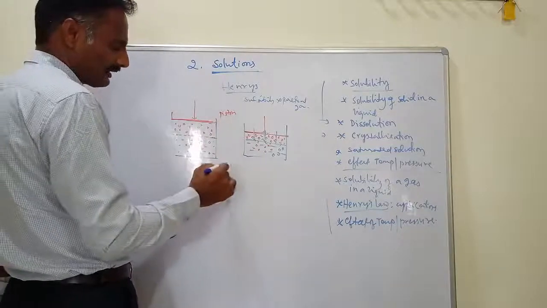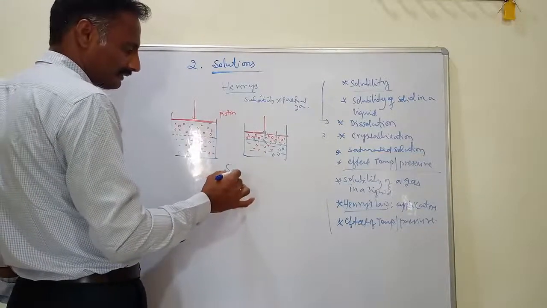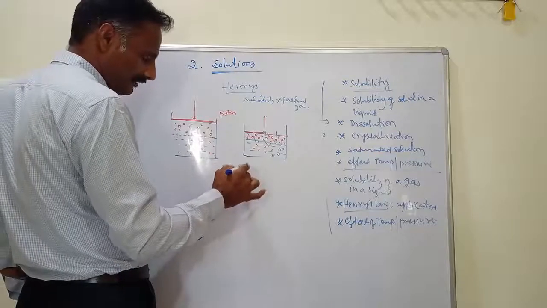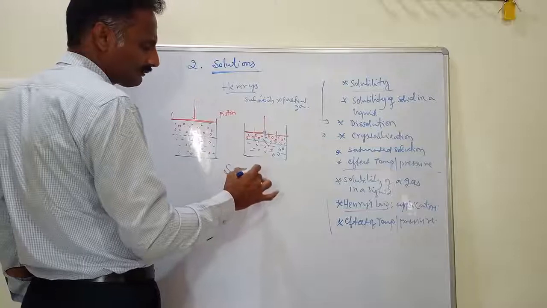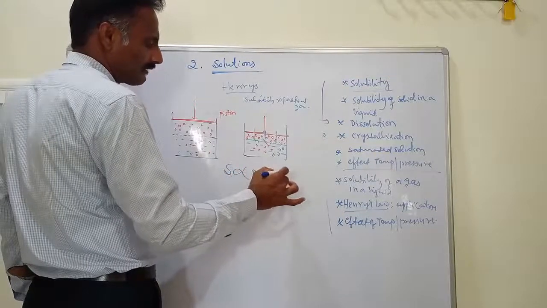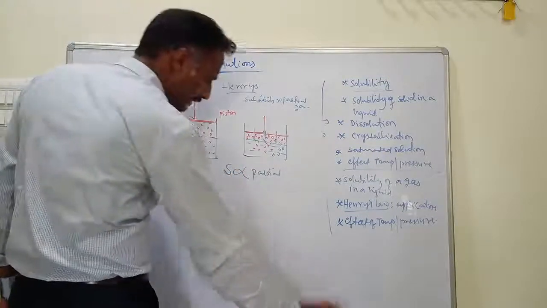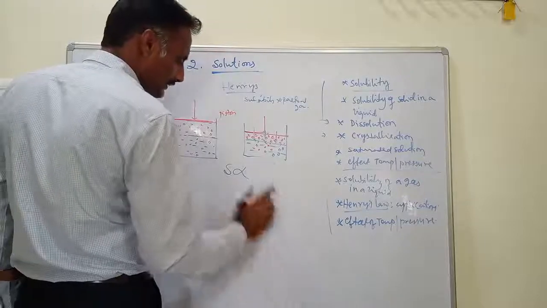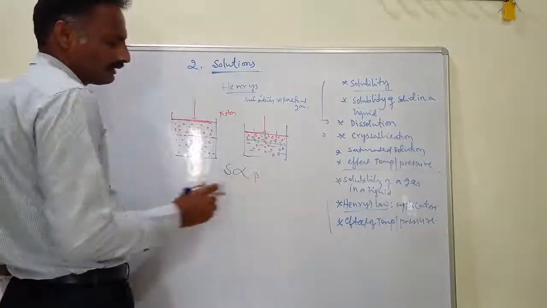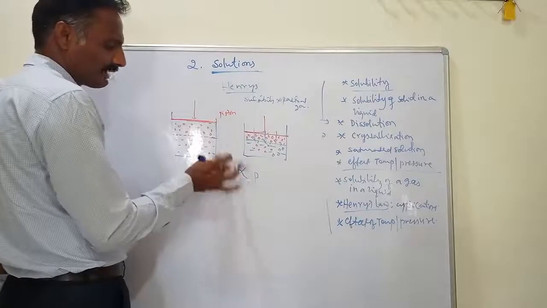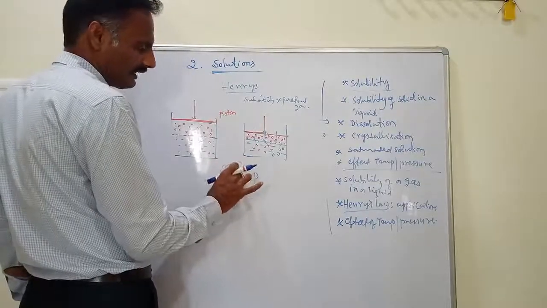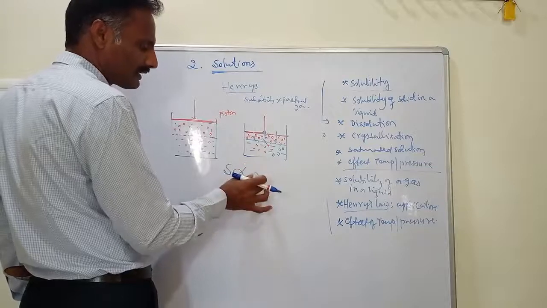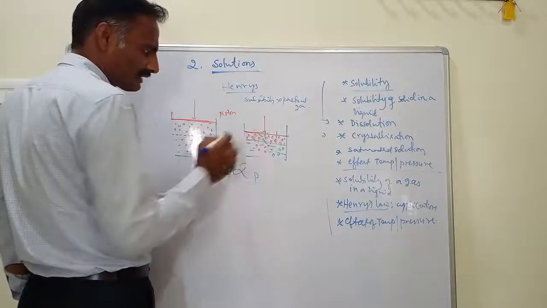According to Henry's law statement, the solubility of a gas in a solution is directly proportional to the partial pressure of the gas. Partial pressure is indicated by the symbol small p, and S indicates solubility. The solubility of a gas in a solution is directly proportional to the partial pressure of the gas present over the solution.